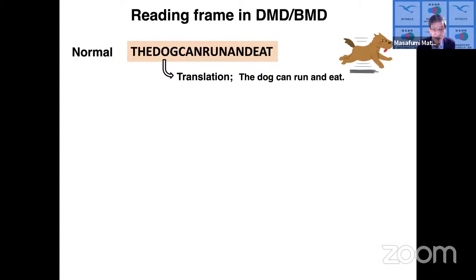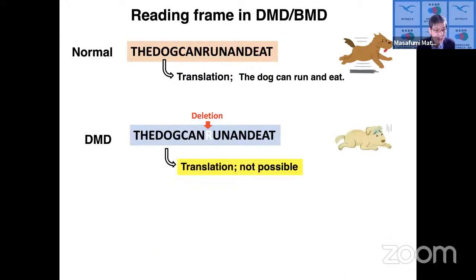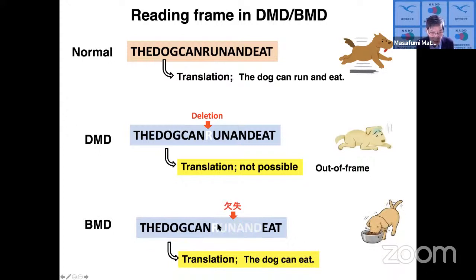In normal, "the dog can run and eat" is translated. But in the case of DMD, there is a deletion, R is deleted. Then we cannot translate. This is the so-called out-of-frame mutation. In contrast, in the case of BMD, a deletion is also present, but we can translate. "The dog can eat." This is the so-called in-frame mutation. This is the difference at the molecular level between DMD and BMD.